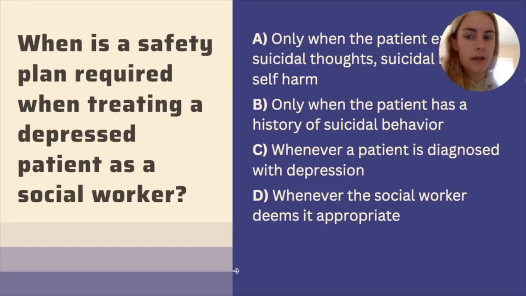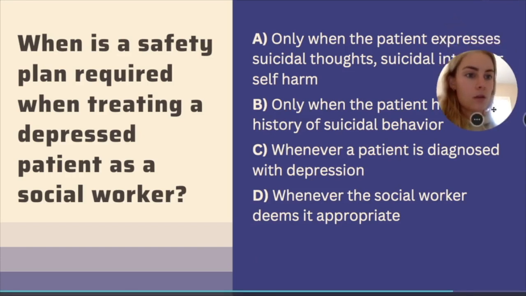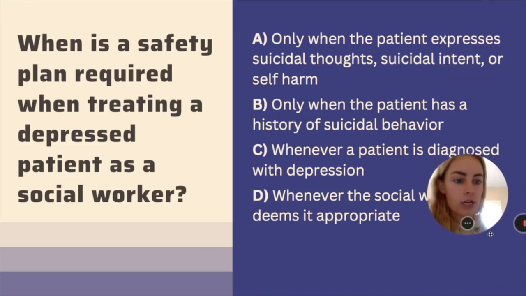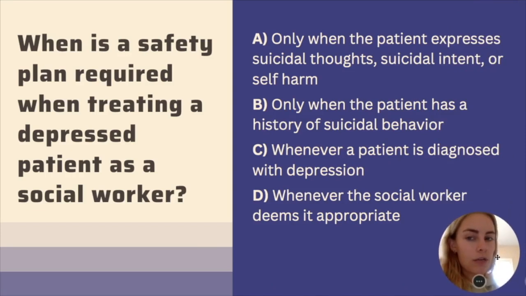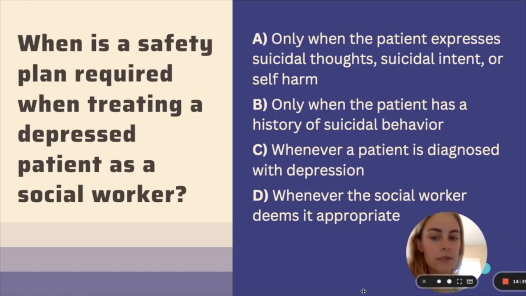And we are going to wrap things up with a final check-in question. So, when is a safety plan required when treating a depressed patient as a social worker? A, only when the patient expresses suicidal thoughts, suicidal ideation, or self-harm. B, only when the patient has a history of suicidal behavior. C, whenever a patient is diagnosed with depression. D, whenever the social worker deems it appropriate. And I'll give you guys a second to think about this.